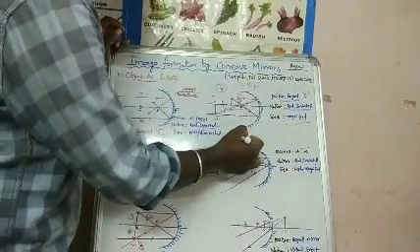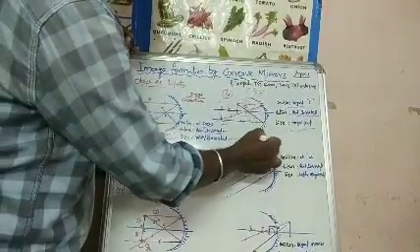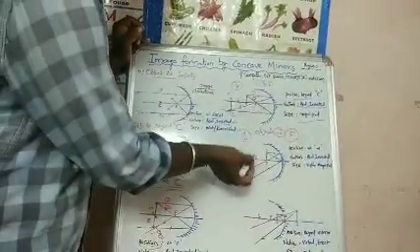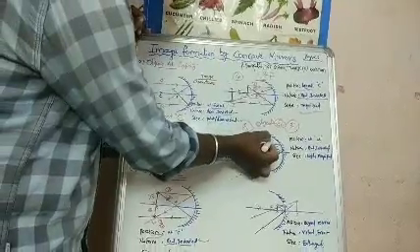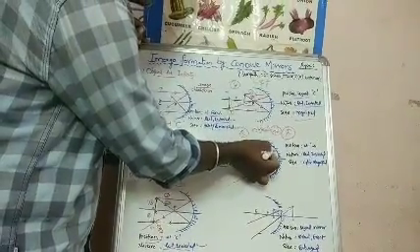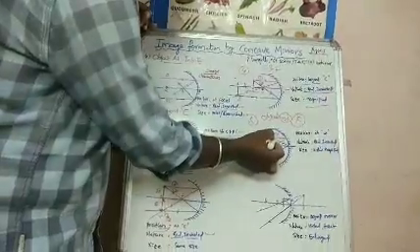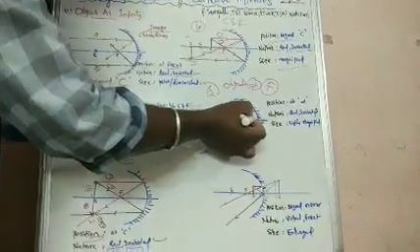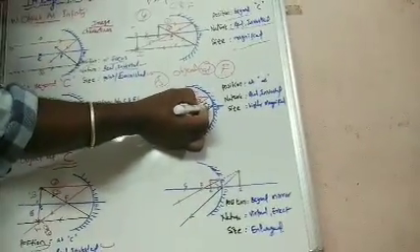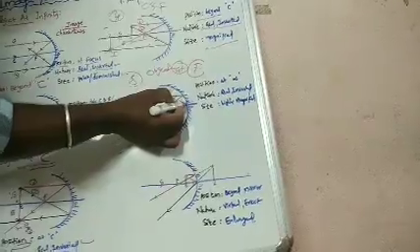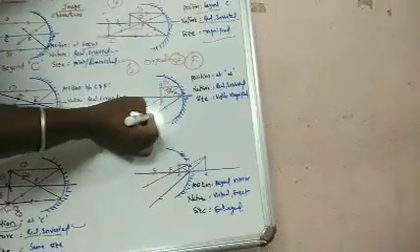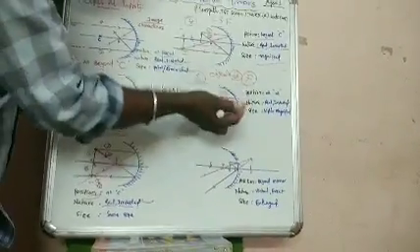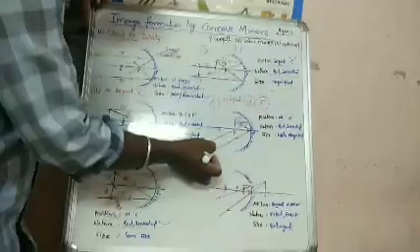Here, if the object is at F, F means focus. Suppose we have taken the object at the focus. So this is the first ray, parallel to the principal axis, hence it passes through the focus. This is the second ray. It hits the pole and makes an angle, so the same angle over here. Hence the ray goes this way, making the same angle on the other side of the principal axis.